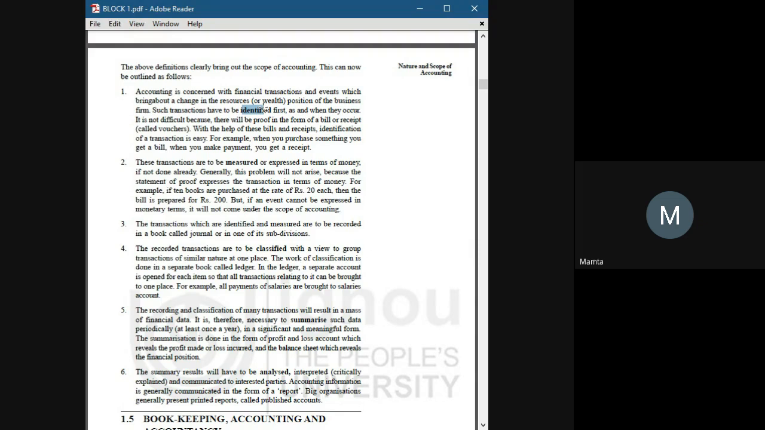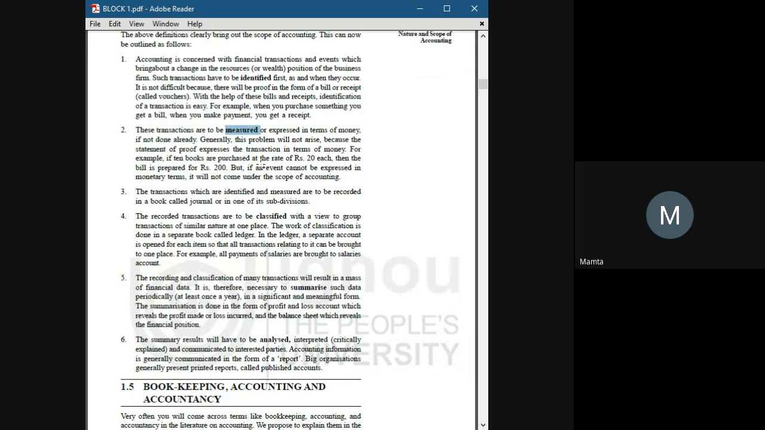What is it? Identification. Basically, the source. It is a source of document verification, like bill, voucher. If it has a monetary value or not, or if this transaction actually happened or not. Because if it has happened, then we have a voucher. We should have vouchers or receipts or cash memo of that transaction.